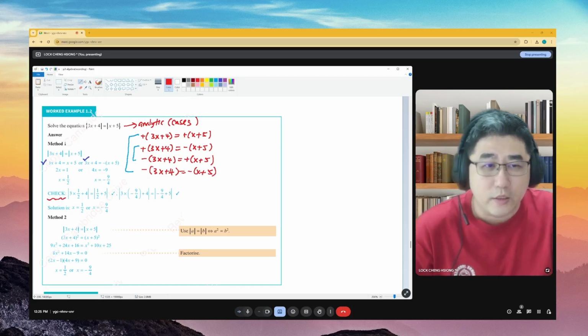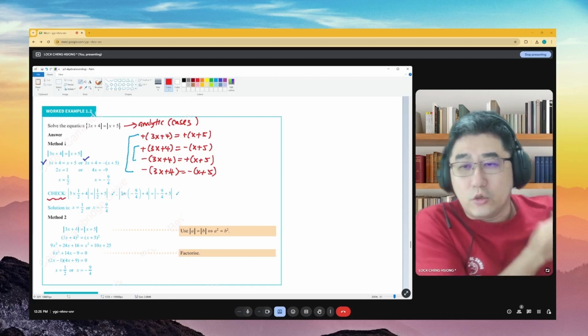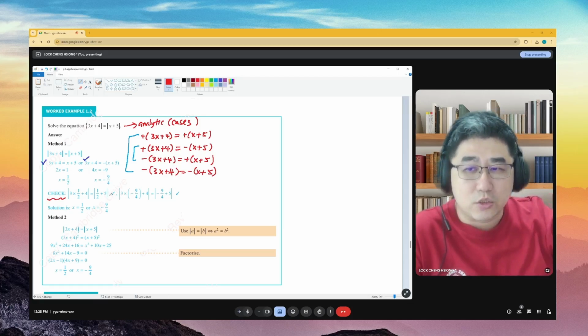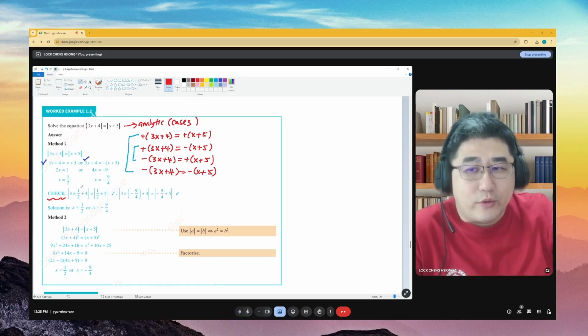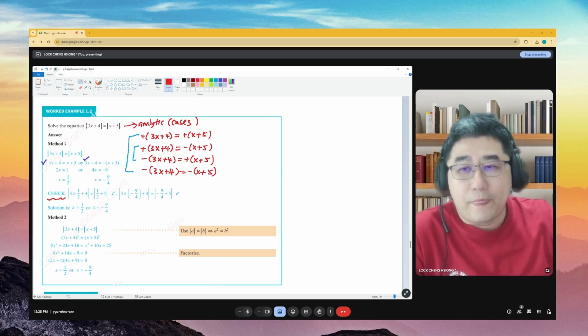The next part that you need to do is the checking. Please understand that you always need to do checking in order to make sure whether your answer is correct or not. Sometimes the answer that you got is not correct, because due to algebra you get extra answers. Therefore, you are required to do checking to make sure that your answer is correct.